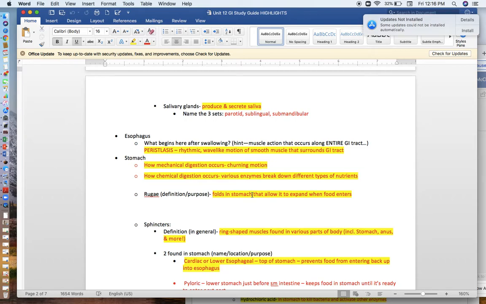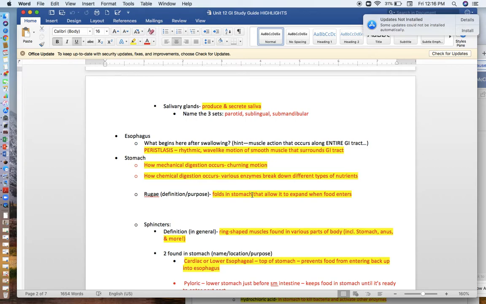And a big major function of the stomach really is digestion. Digestion occurs in the stomach. There's mechanical and chemical digestion both happening. Again, mechanical digestion in the stomach is the churning motion. Chemical digestion, there's all sorts of different enzymes there to break down all sorts of different nutrients in the foods that you eat.